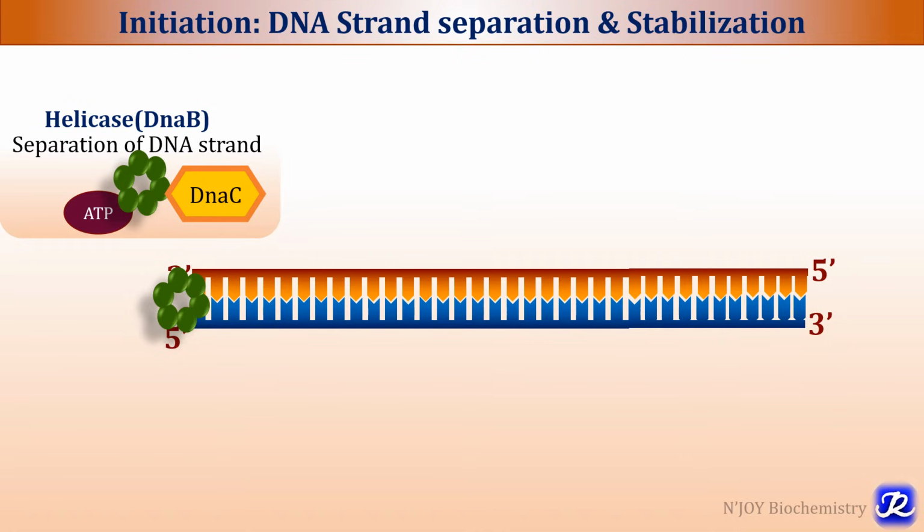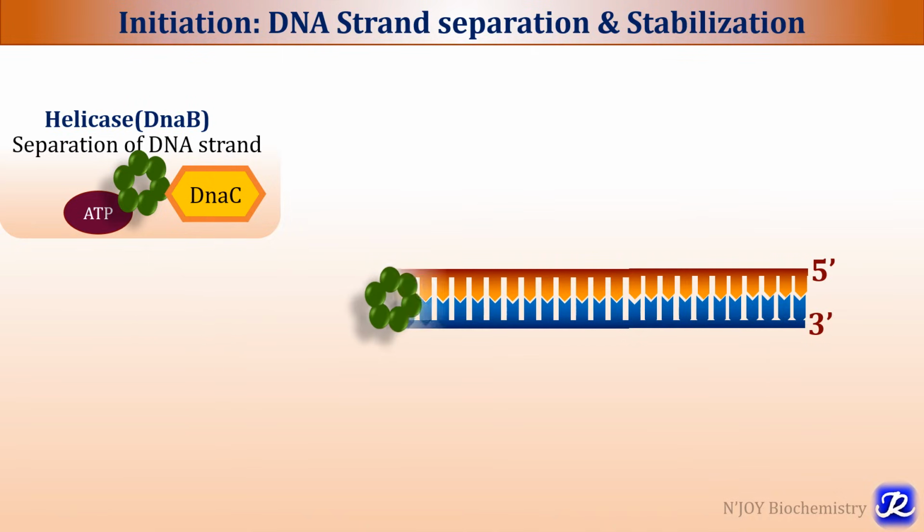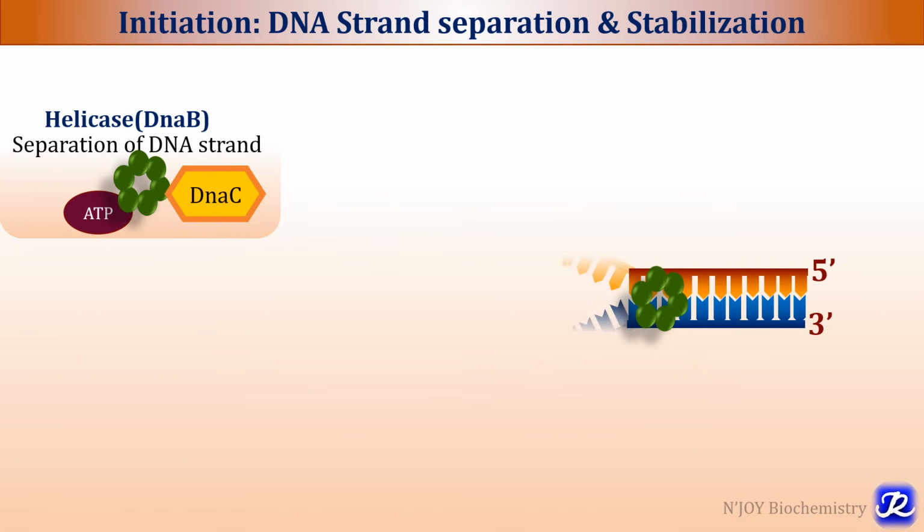So helicase requires ATP. This helicase and DnaC are both hexameric ring-like molecules, and each strand requires one helicase molecule. So both strands require two helicases. DnaC will help this helicase to load on this DNA strand. So this helicase molecule will separate the two strands of DNA.